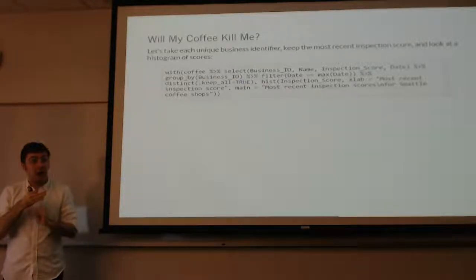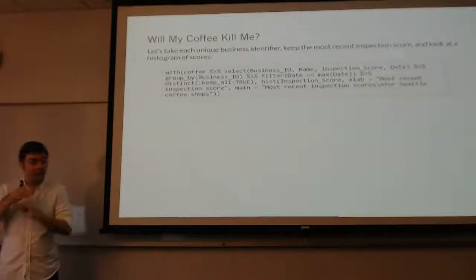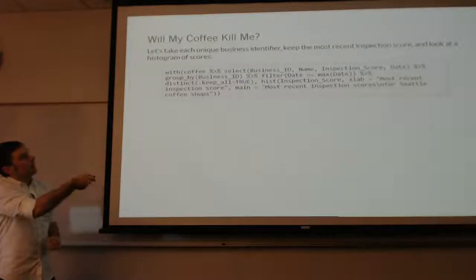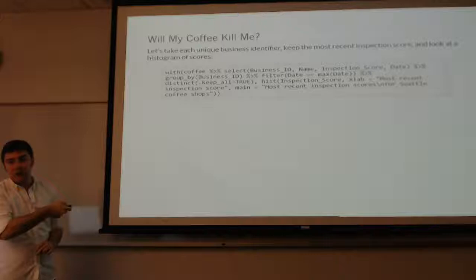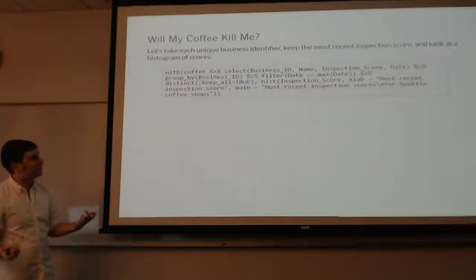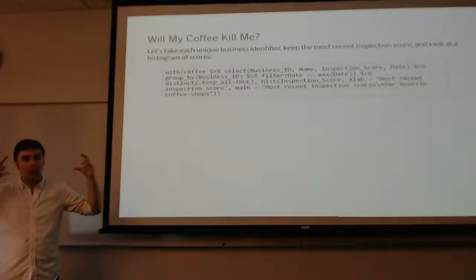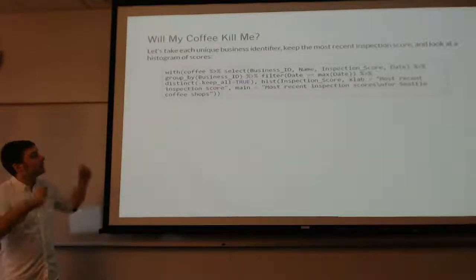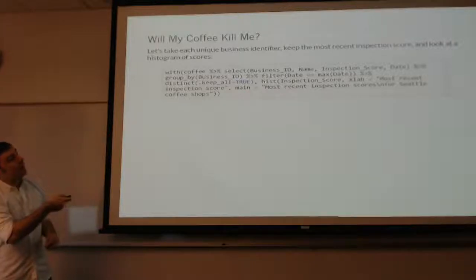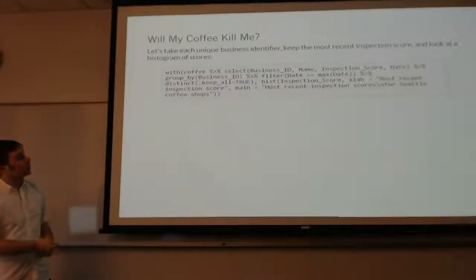I don't care if that coffee could have killed me in the past. I want to know if it's going to kill me now, right? So I'm going to filter so that the date is equal to the maximum date within that business ID. That is the most recent inspection for that given business. I'm going to say distinct, keep all true, so if there are any identical rows, they get wiped for the given business. Then I'm just going to do a histogram of that inspection score.